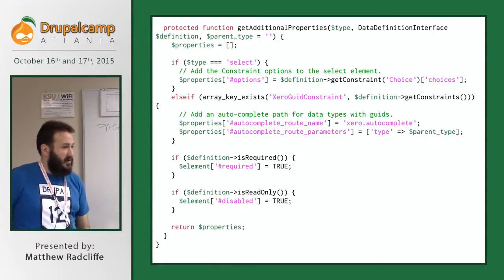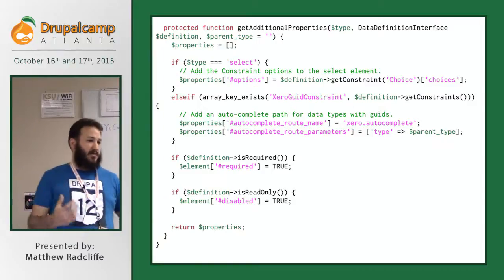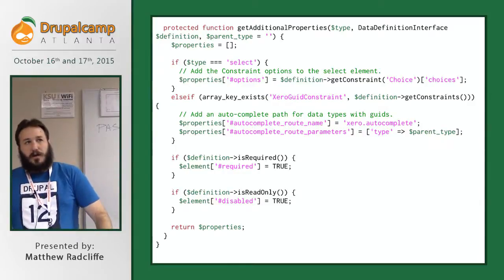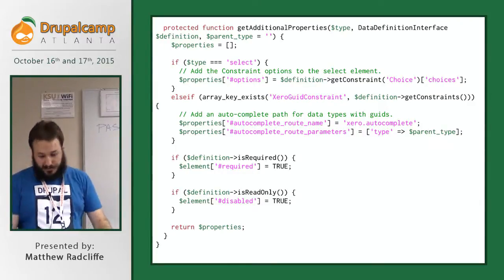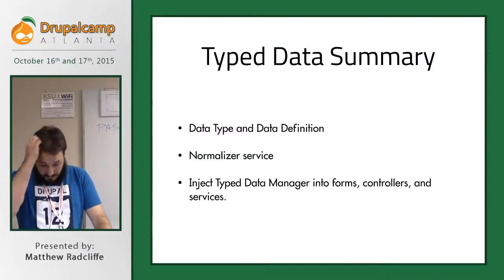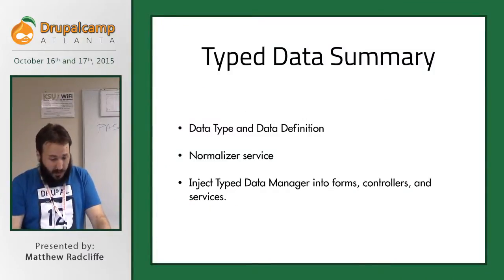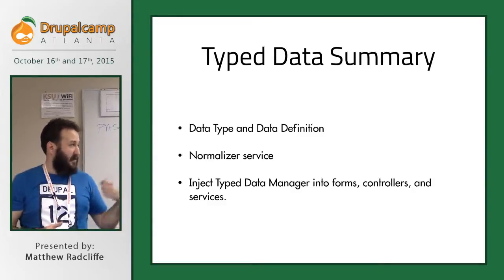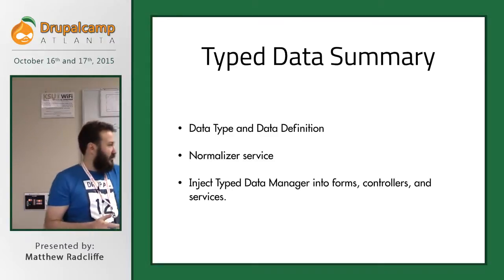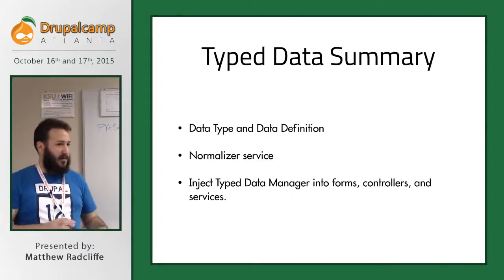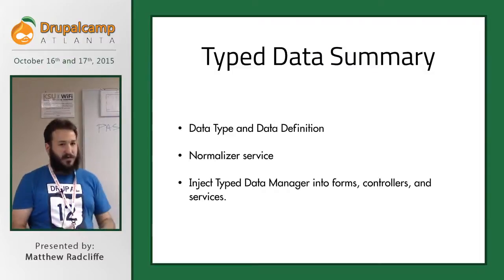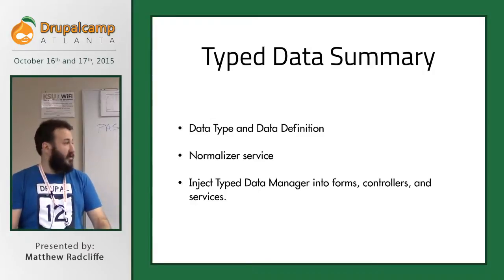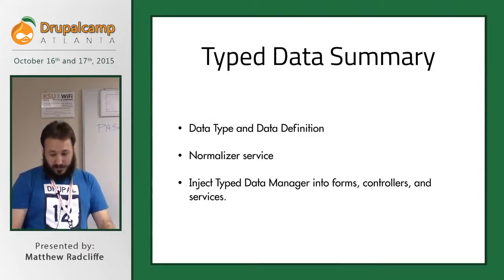You could probably do this if you're not defining your own data types. You might do something like this in your own module to make use of type data. Okay, so just a small break on type data. We have a data type and a data definition. I went over the use of that in the normalizer service and how I'm injecting the type data manager into forms, controllers, and services, which abstracts all that away. So I'm just creating data types with type data manager.